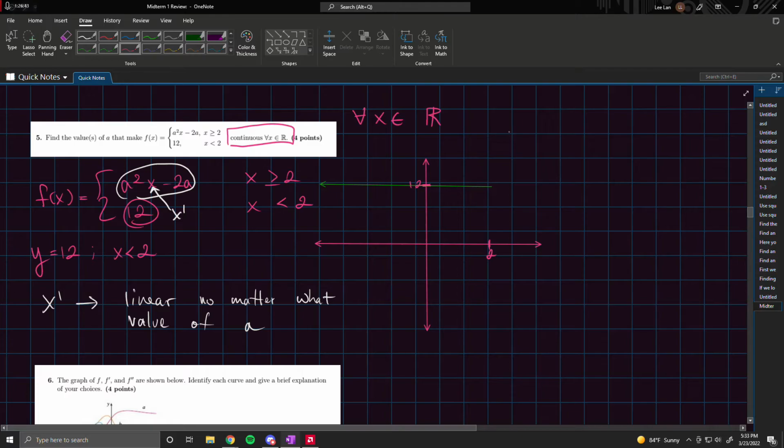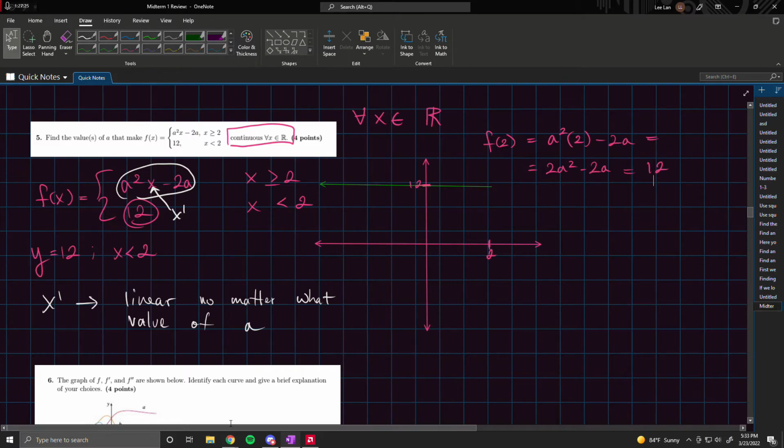Well, let's see. I know that f exactly at 2, well, x is greater than or equal to 2, so at 2 I should be using this function. A squared times 2 minus 2a. We can calculate that, so that's 2a squared minus 2a. In order for it to be continuous, I have to set it equal to 12.